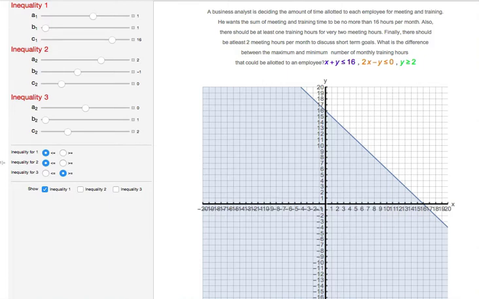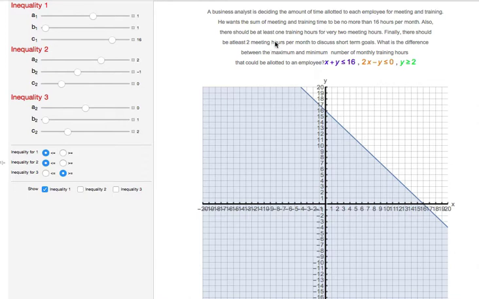This model helps us to understand and solve word problems involving systems of inequalities. A business analyst is deciding the amount of time allotted to each employee for meeting and training. He wants the sum of the meeting and training time to be no more than 16 hours per month.